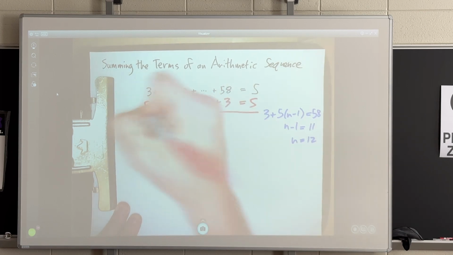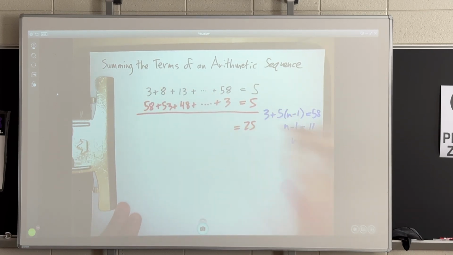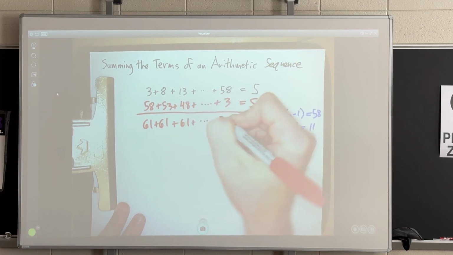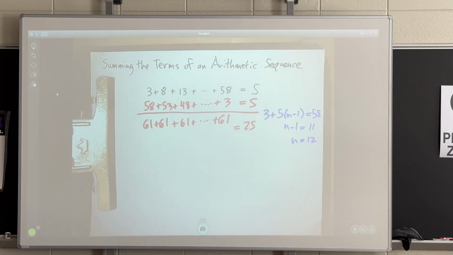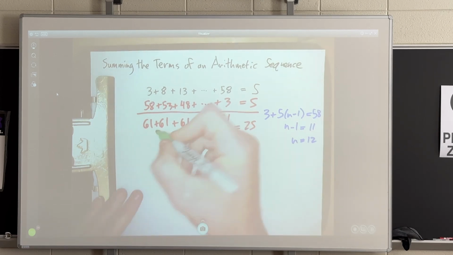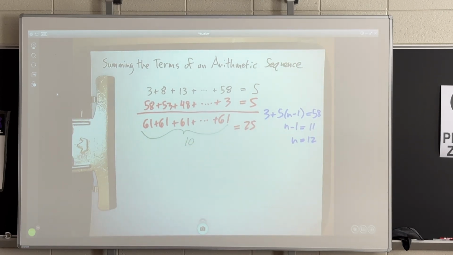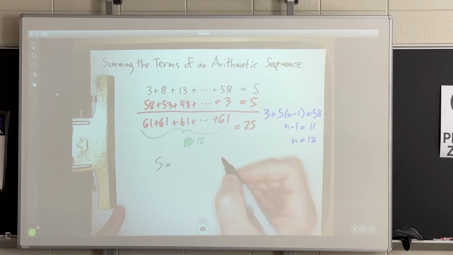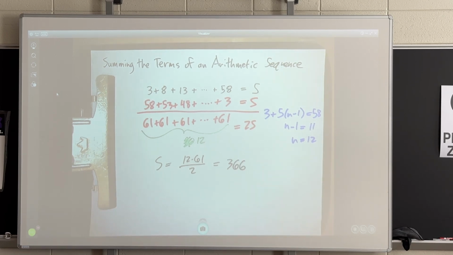And look at just how easy this is. Probably easier than using the formula, frankly. Is to just refuse to use the formula. And you then have 12 of these. And so the sum is going to be 12 times 61 over 2, and that's 6 times 61, so that's 366.